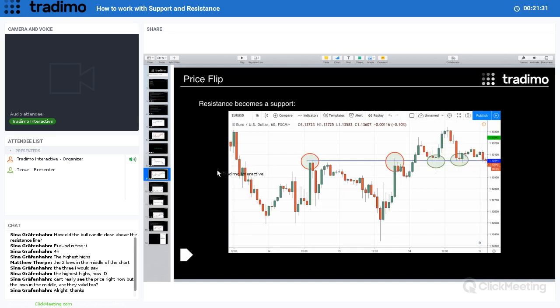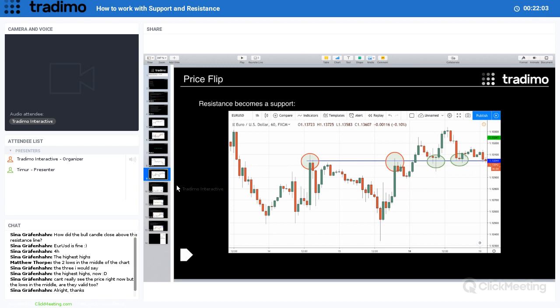And of course, there also exists a price flip where resistance becomes a support level. You see here, this level was tested 2 times. Then the market breaks through and tests the level from the upside again. And in this particular case here, it was tested 2 times, but only the first one is called a pullback. Yeah, here in this example, a resistance becomes a support level.